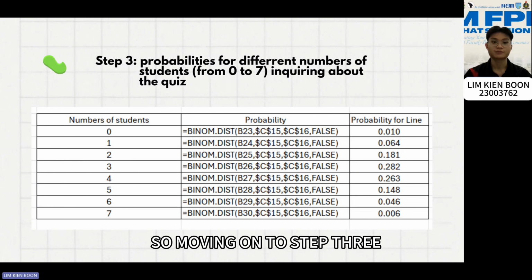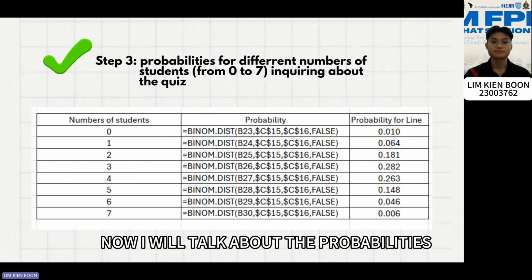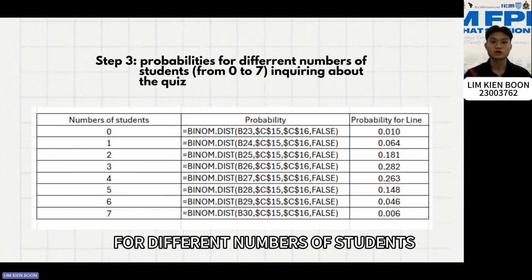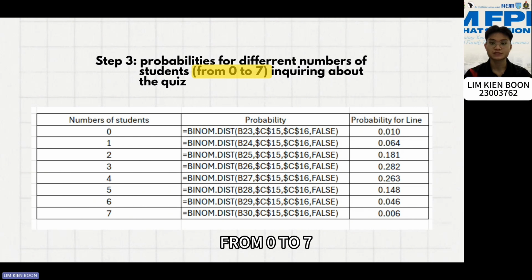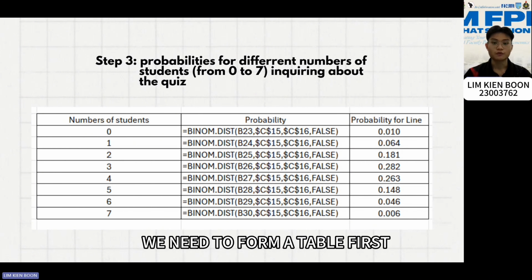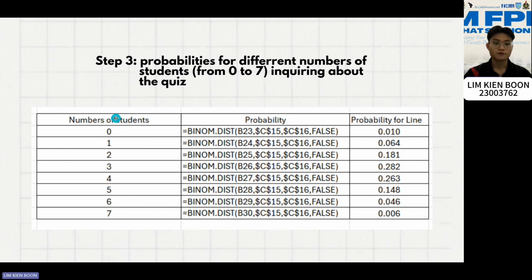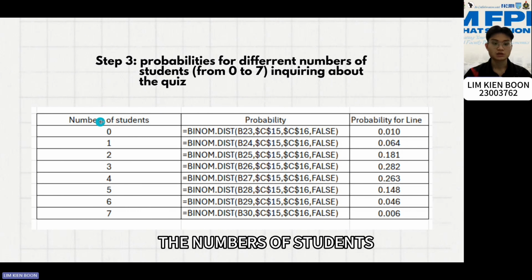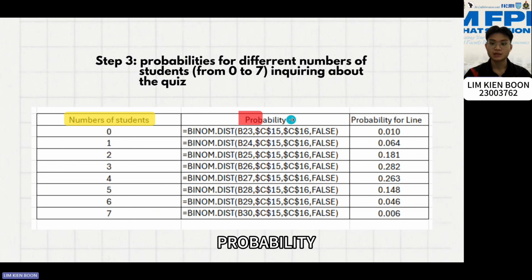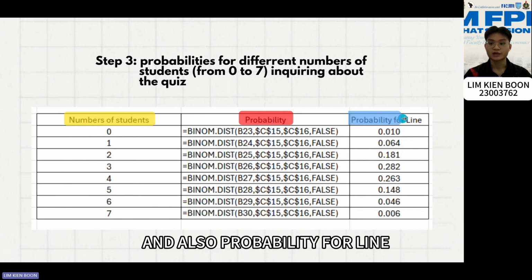So moving on to step 3, now I will talk about the probabilities for different numbers of students from 0 to 7 inquiring about the quiz. Before we answer the questions, we need to form a table first, including 3 columns and 8 rows. The titles of the table are number of students, probability, and also probability for the line.